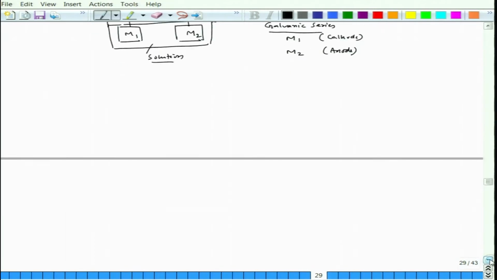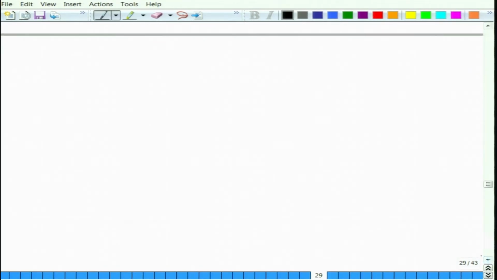Now, if I try to look at a galvanic series as mentioned in the book by Mars G. Fontana and N. D. Green, in that book you will find one galvanic series, and there it is interesting that they have clubbed some of the metals and alloys by putting a third bracket. So, we will see the importance of that third bracket.